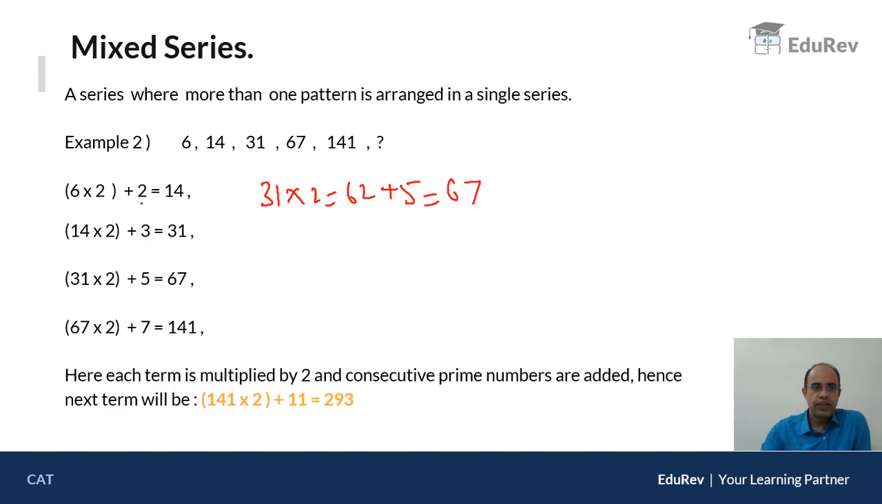The terms that we are adding, whether they are prime numbers, odd numbers, even numbers, consecutive numbers, you need to be very, very vigilant. Therefore, the next term would be 141 into 2, which gives me 282, plus after 7 the next prime number is 11. So plus 11 which gives me 293.